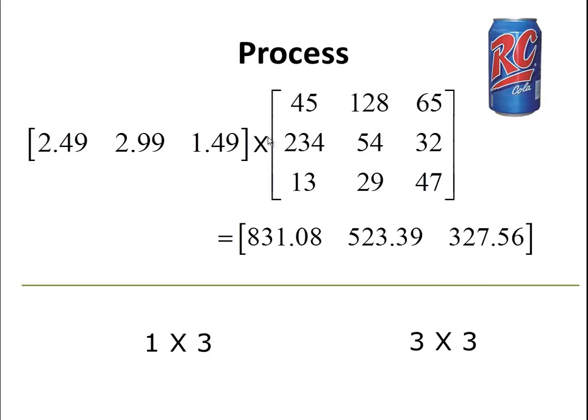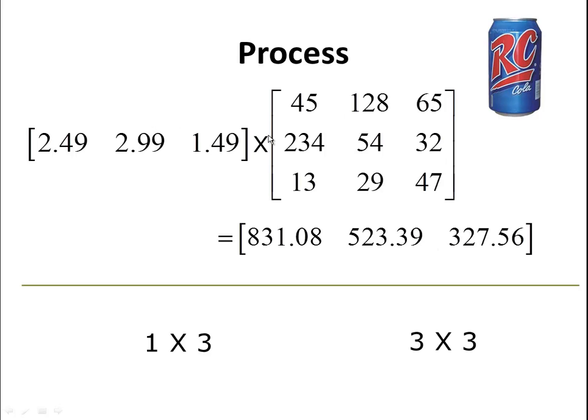Okay, so when we do this process, we get exactly the same numbers. So I take the row of numbers here, pair them up with the column numbers, and we get the 83.108. And then we do it for the second column there. Take that row of numbers, pair them up with the numbers in that second column, multiply, add them up, and you get the second number here.